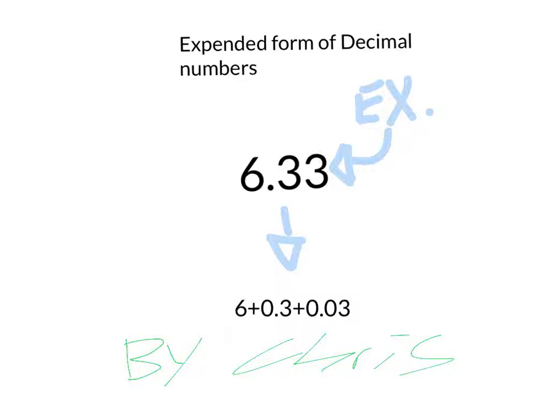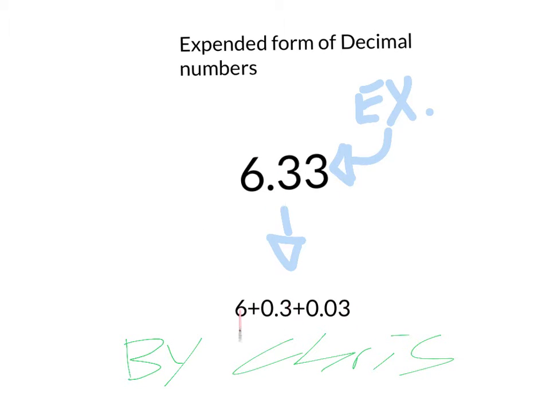So, I drew an example of 6.33. This is our example today, and I'm going to talk about what the expanded form of 6.33 is. So, 6.33 is 6 plus 0.3 plus 0.03, which means that if you're showing the expanded form, you've got to put the zero in front of whatever you're showing.